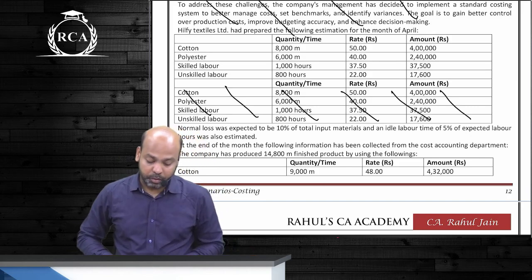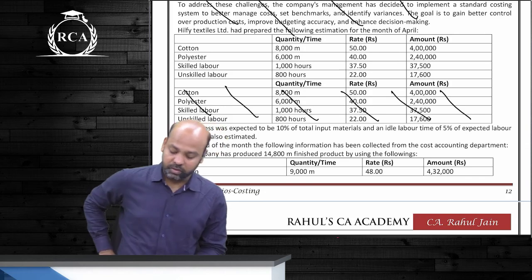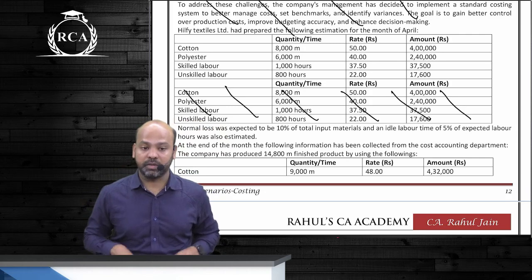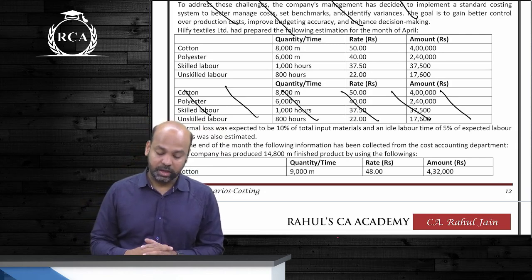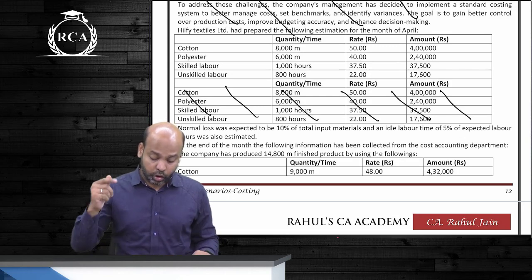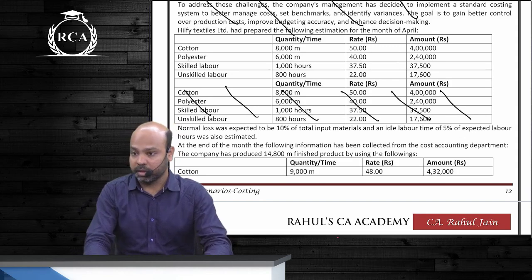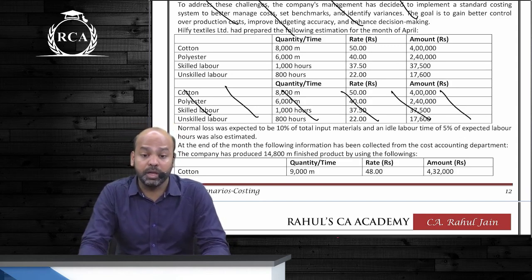We have cotton and polyester, 8,000 meters and 6,000 meters. Rate per meter is given as 50 rupees and 40 rupees. We have skilled labor and unskilled labor, 1,000 and 800 hours. Normal loss was expected to be 10% of total input materials. They've given us the input output ratio.